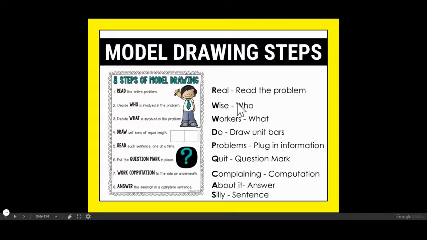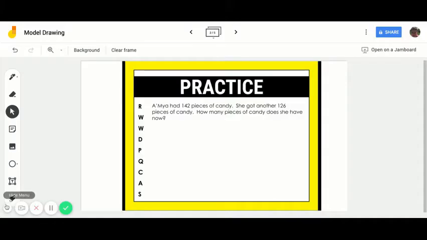So remember, I like to use the saying, real wise workers do problems, quit complaining about it silly. And remember, I like to write all these letters going down my paper so that I can remember all the steps that I have to do. All right, let's get started on some more examples. This first one, you can just watch me, and then on the next two, you're going to do them with me. So remember, we start by writing our steps down the side.